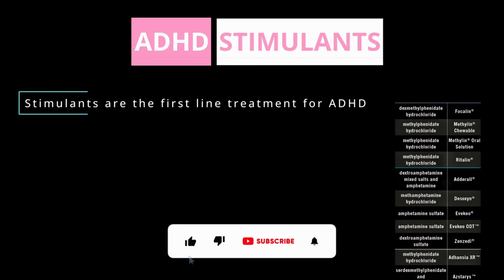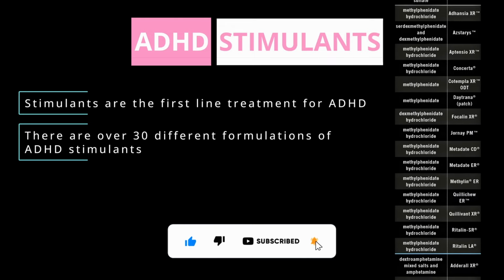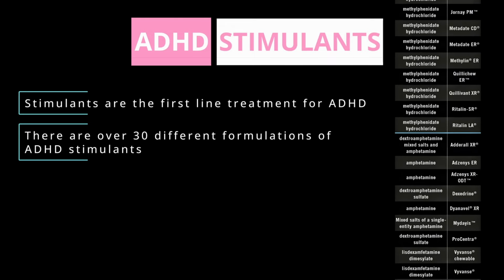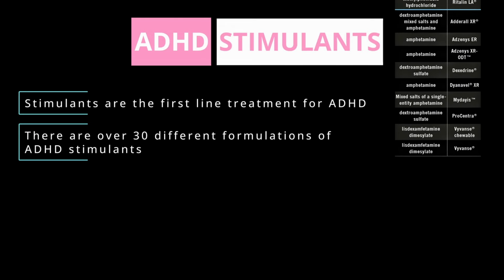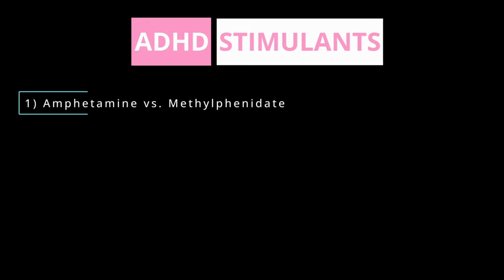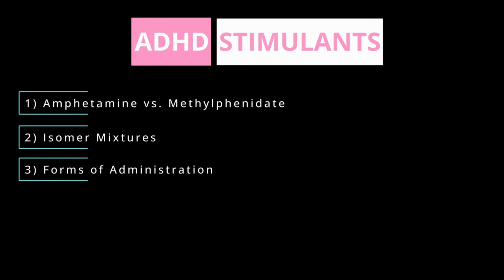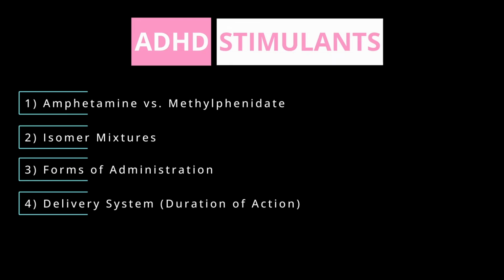There's over 30 different formulations of stimulants. So it can seem overwhelming to learn the differences between them, but I'm going to make it super simple so that by the end of this video, you know all the differences between all the different formulations. And I'm going to do that by looking at the four major ways that stimulants differ. So I'll be looking first at amphetamines versus methylphenidates, second at the different isomer mix, third at the different forms of administration, and fourth at the different delivery systems / duration of action. So let's get right to it.